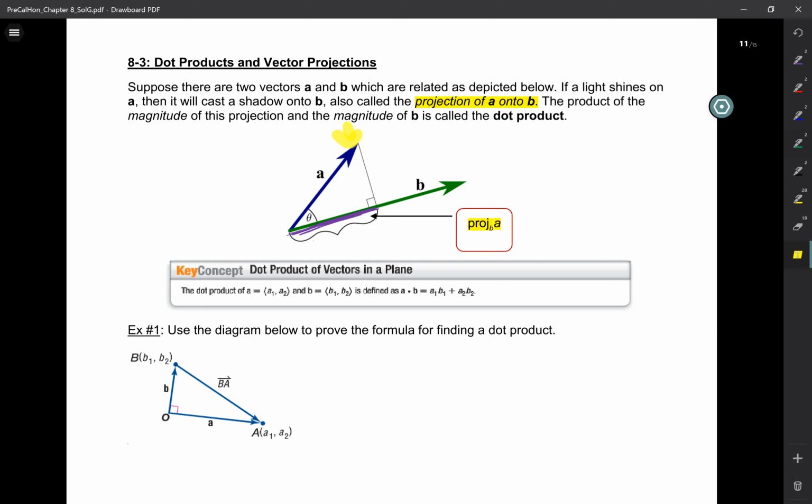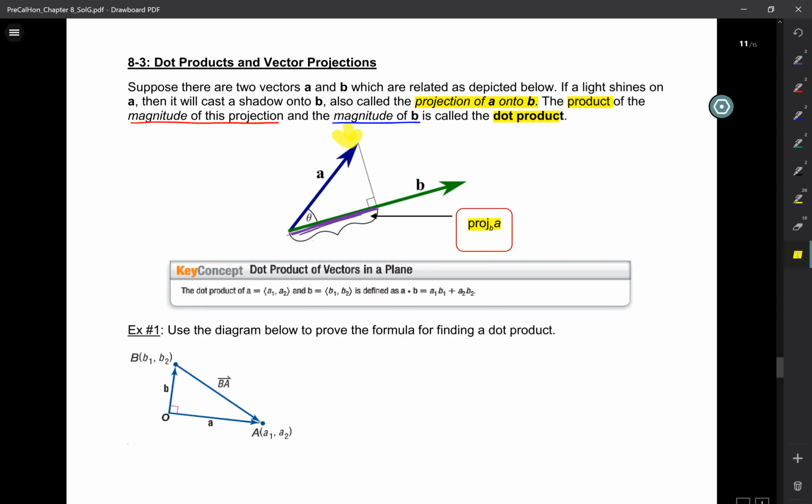Now, for fun, what we do is we take the length of that shadow, which, what are we calling it now? Not a shadow, but a projection. We take the length of that shadow, then we take the length of this green vector B, and we multiply them by each other. That is called a dot product. So a dot product is the product of the magnitude of the projection and the magnitude of B. All right, and we call that a dot product.